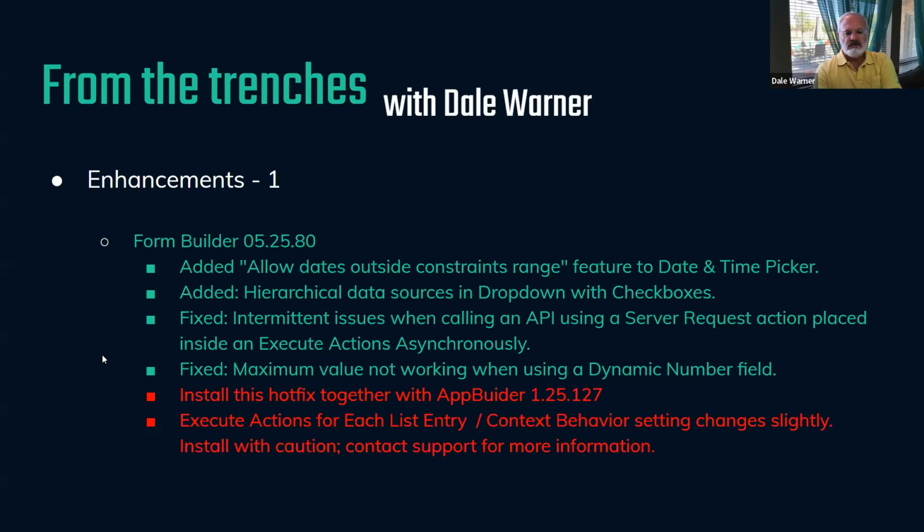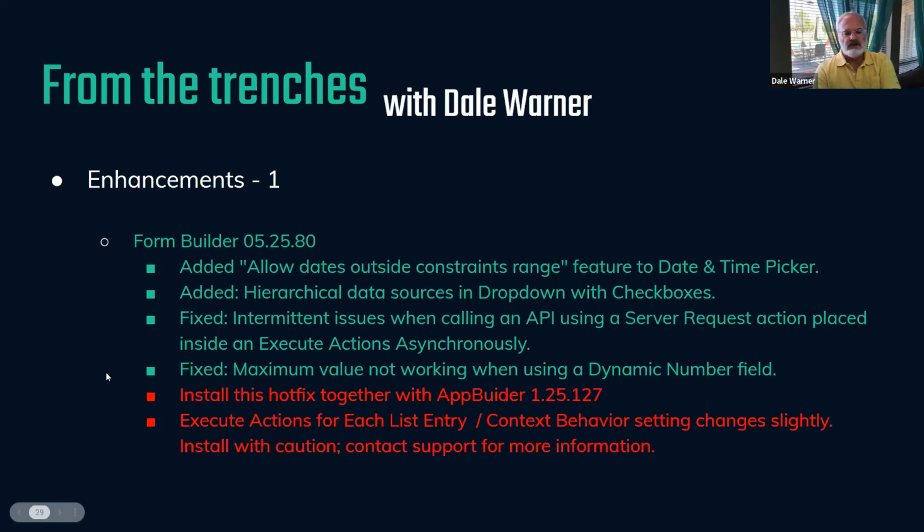We also threw in some fixes with this enhancement. If you're using the execute actions asynchronously action, we were seeing some intermittent issues, and that's been fixed. And the dynamic number field's maximum value wasn't working, and that's been fixed. In order to use this hotfix, it has to be installed together with a specific version of App Builder, which is also on the list. So you're going to want to do both. If you do one, you're going to want to do both.